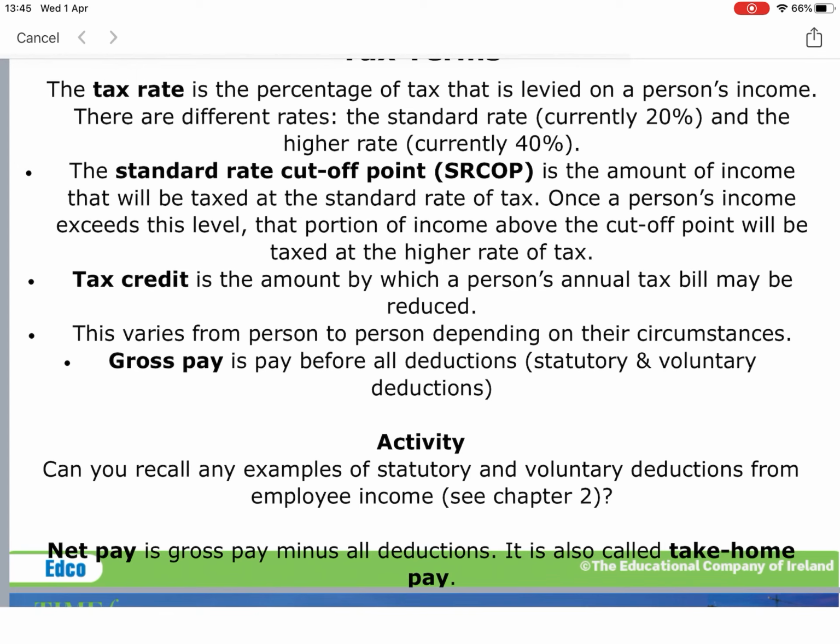The term gross pay then is pay before all deductions, both statutory and voluntary. We know the term statutory means by law, governed by the state, that you must take it from your gross pay. And then voluntary deductions would be stuff like a pension or a savings scheme or trade union membership or something like that, that you are voluntarily deducting from your gross pay. When you take your deductions from your gross pay, if you look down the bottom, lads, you're left with net pay. This is also called your take-home pay, so it's after all deductions have been taken into account.